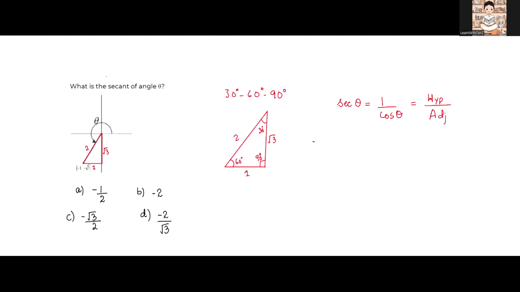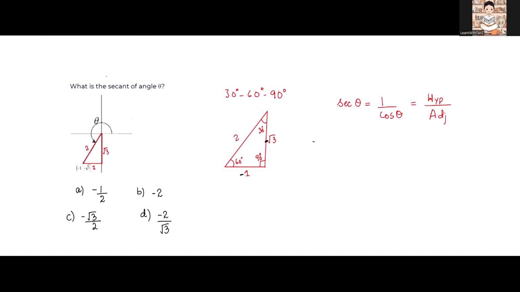So, if we look carefully, in our case this square root of 3 is negative. This 1 is negative, but 2 will still be positive, because how we got the 2 is by doing the Pythagoras theorem. In the Pythagoras theorem, we square the opposite and the adjacent, so we get the hypotenuse 2 as a positive value.